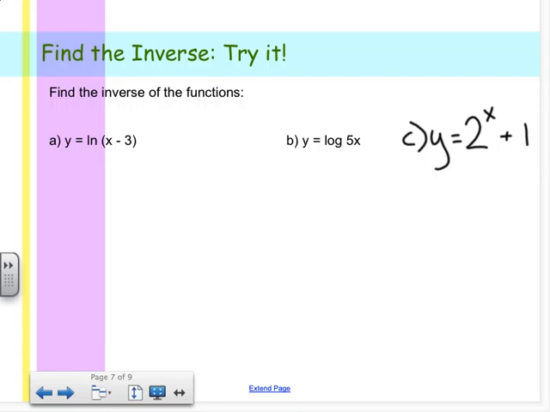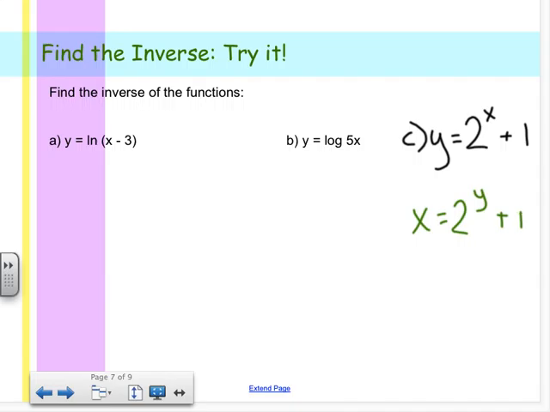All right, so with these three, let's just go through part C. And then I want you guys to try A and B. I'm kind of going all backwards. Part C, now I have an exponential function. But I'm going to really go through the same process. Switch x and y. Switch x first, I would have 2 to the y plus 1.